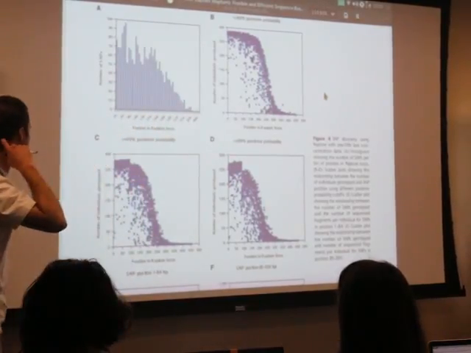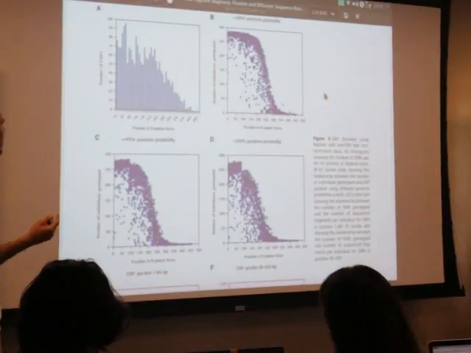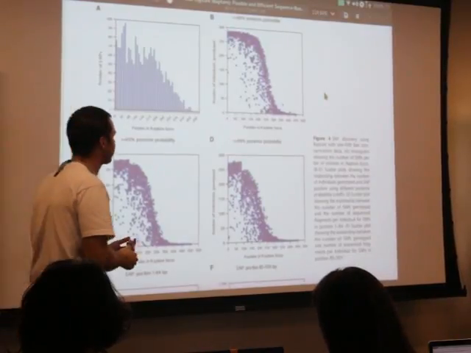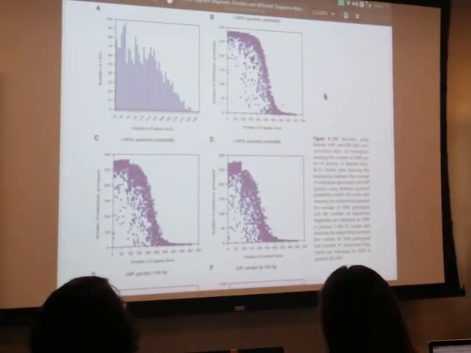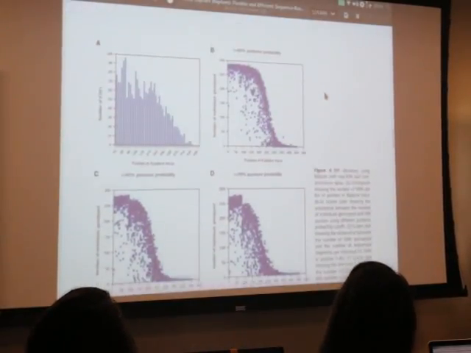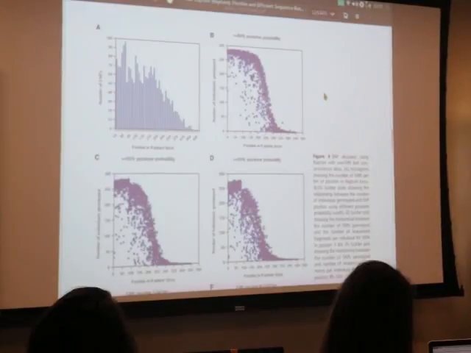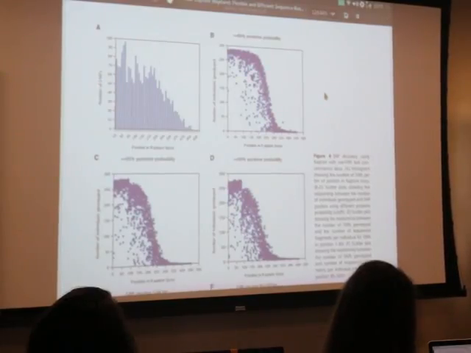And so in this case, you might want to know, well, what kind of coverage do I need to get to call genotypes? Well, that depends on how stringent you are in calling genotypes.